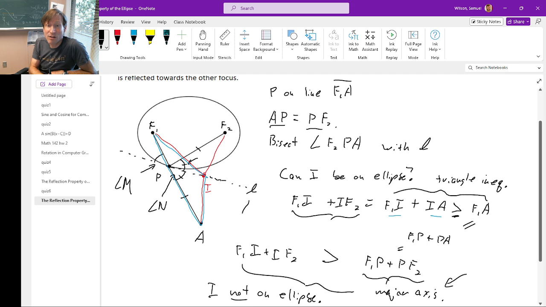That means that L is tangent to the ellipse. And since L is tangent to the ellipse, that means that these two angles are equal to each other, and that is the reflection property for the ellipse.